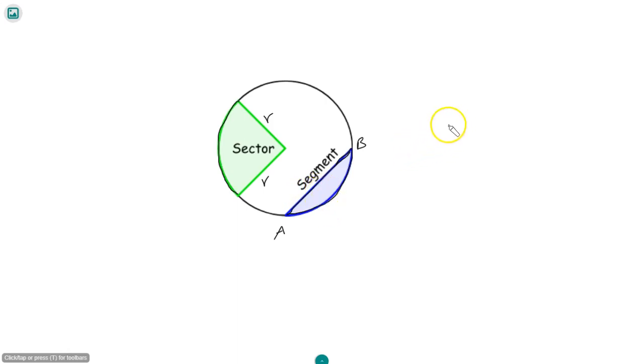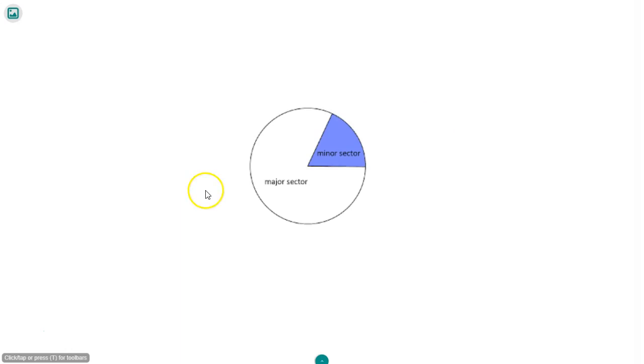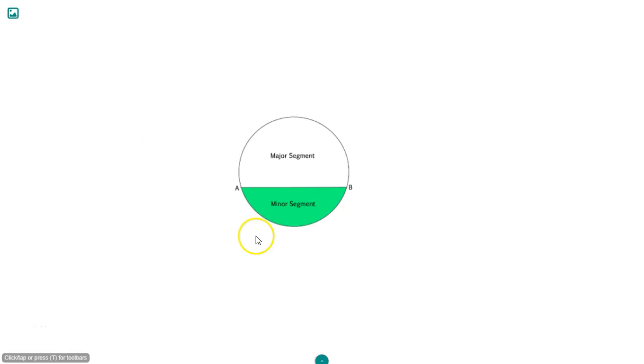Also, you have heard about minor and major sectors. For example, in this figure, the shaded region is a minor sector and the remaining part of the circle is called a major sector. Similarly, for segments we have minor and major segments.